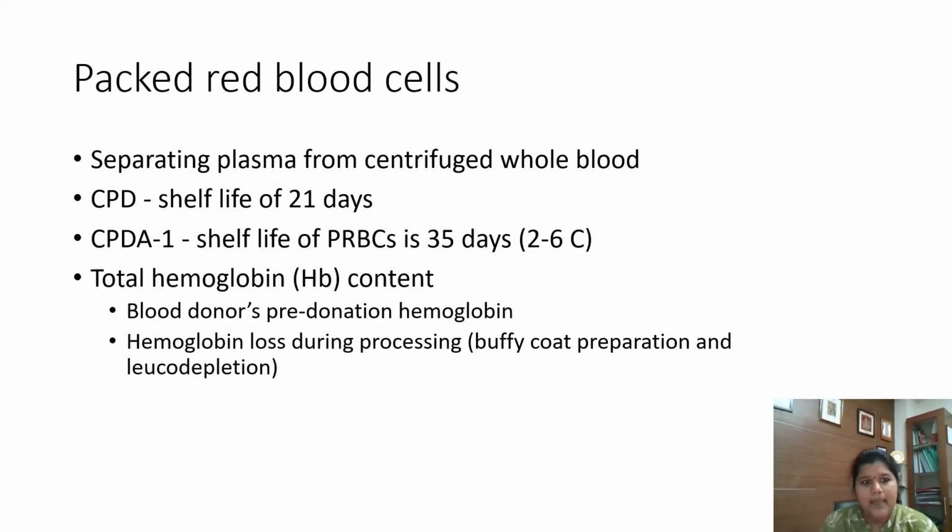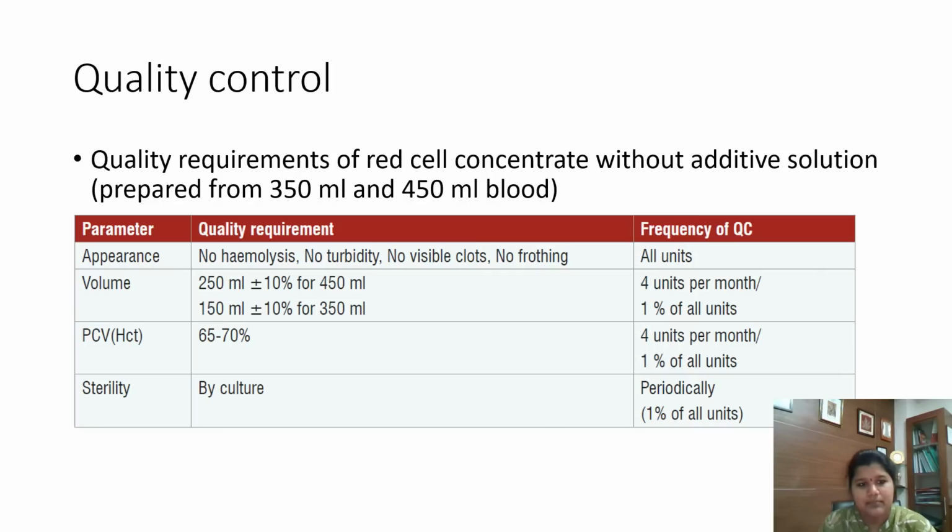Packed red cells. Packed red cells are obtained by separating plasma from the centrifuged whole blood. If it is CPD, the shelf life is 21 days. If it is CPDA1, it is 35 days. The total hemoglobin content of a PRC depends on two main factors. One is the pre-donation hemoglobin of the donor, and the second thing is the processing.